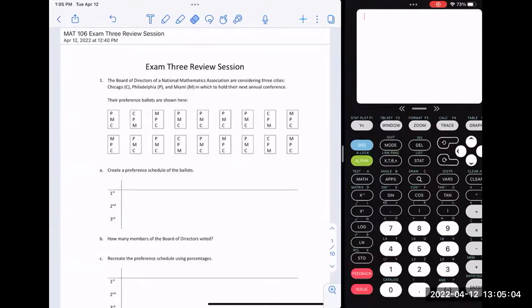All right, we're going to go ahead and get started. Welcome to our Math 106 review session for exam 3. This exam is going to cover voting and apportionment. So we've got several prepared problems, and those have been dropped in the chat. So you can look at these along with us as we go through.